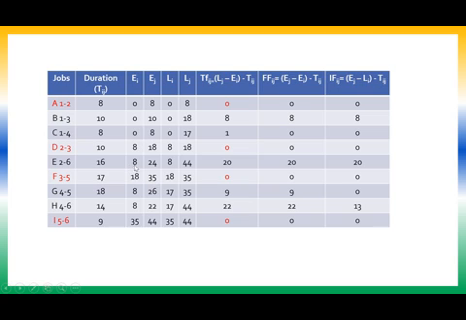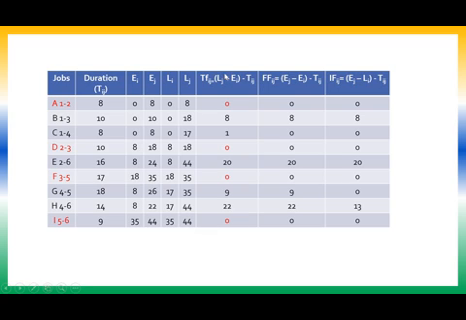Then for 2 to 6 it is 8, 24, 8, 44. For 3 to 5 it is 18, 35, 18, 35. For 4 to 5 it is 8, 26, 17, 35. For 4 to 6 it is 8, 22, 17, 44. For 5 to 6 it is 35, 44, 35, 44.